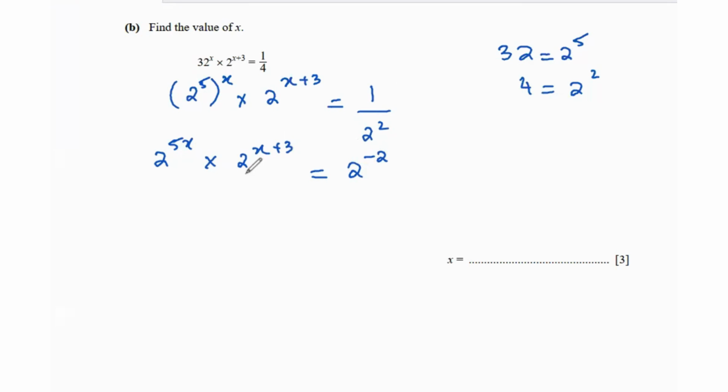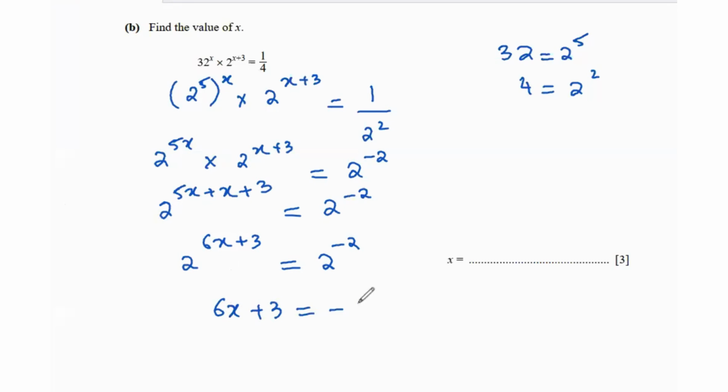So next step, similar bases are being multiplied. You add the powers. So 5x plus x plus 3, which is 2 to the power of 6x plus 3. So when you have the same bases on both sides, you put the powers equal to each other. 6x plus 3 equals negative 2, so 6x equals negative 5. x equals negative 5 over 6. That is your final answer.